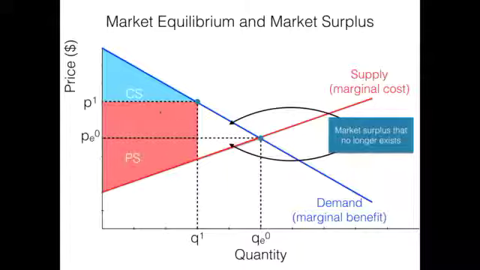You can also see that this rectangle in this area here is now producer surplus. So a portion of the consumer surplus is converted to producer surplus. Realize that when underproduction and underconsumption occurs, this is market surplus that no longer exists, and it is split between the consumer surplus and producer surplus that no longer exists.